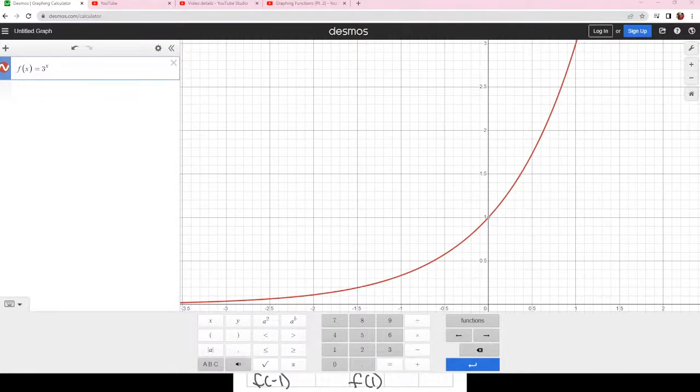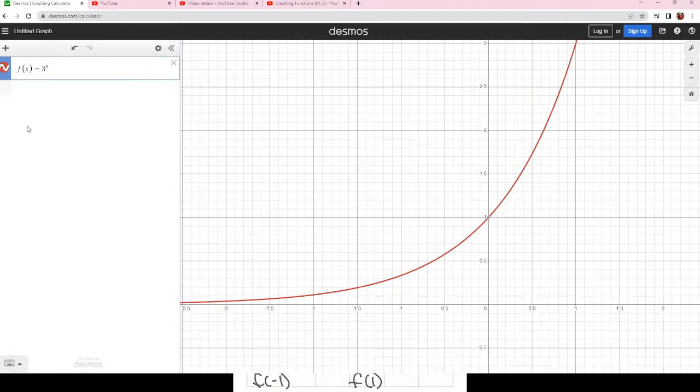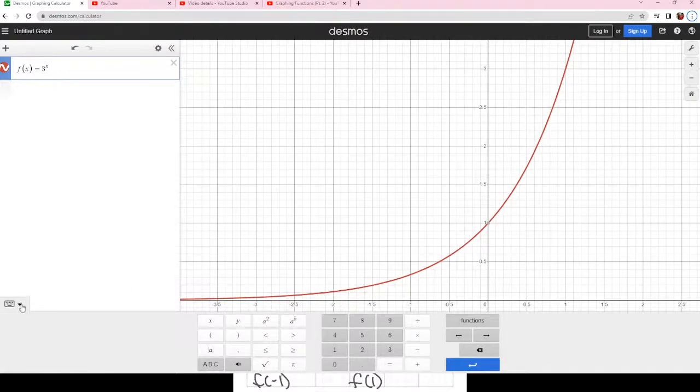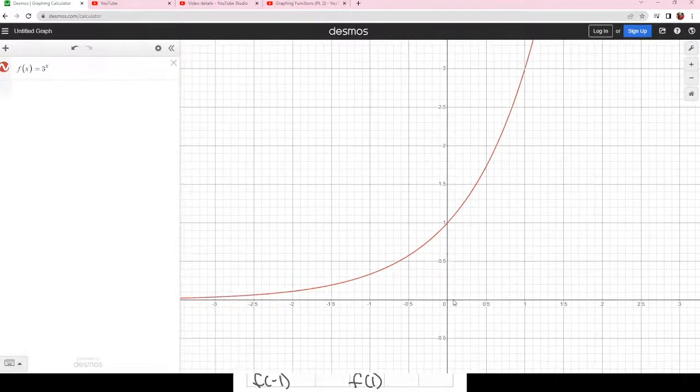Use your own graphing calculator, or you can look at my screen. I'd rather you be putting this in your own graphing calculator, as you're going to need to know how to use it on your test or whatever coursework you may be doing. You're likely going to need to know how to use a graphing calculator. Pause me now and try those.